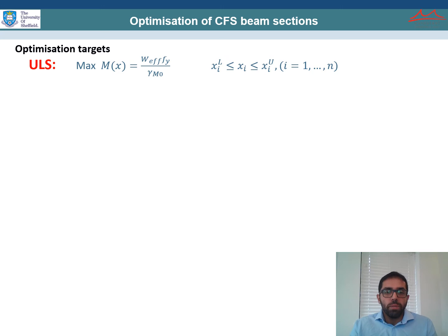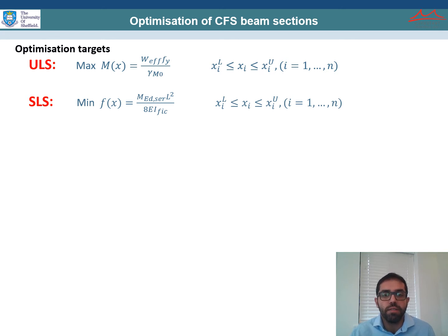Okay, the optimization targets in this study, as we already mentioned, were the ultimate limit state and the serviceability limit state. For the ultimate limit state, we try to maximize the capacity of the beam element. In this function, X represents the design variables, which is always between XIL and XIU. XIL is the lower bound value of the design variable, and XIU is the upper bound value of the design variable.